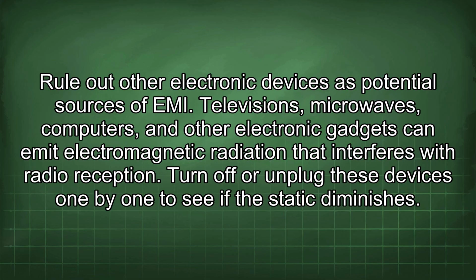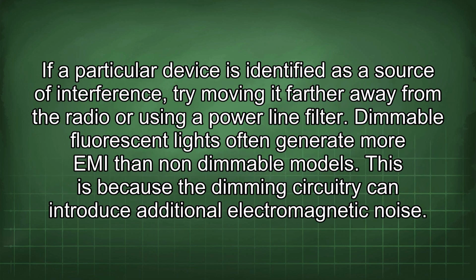Rule out other electronic devices as potential sources of EMI. Televisions, microwaves, computers, and other electronic gadgets can emit electromagnetic radiation that interferes with radio reception. Turn off or unplug these devices one by one to see if the static diminishes. If a particular device is identified as a source of interference, try moving it farther away from the radio or using a power line filter.